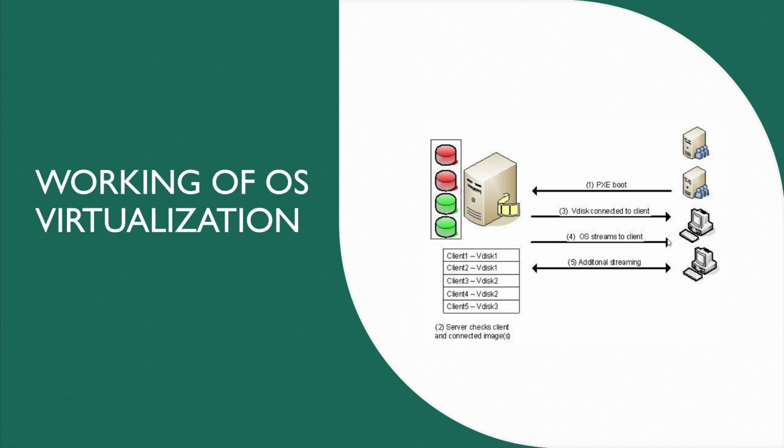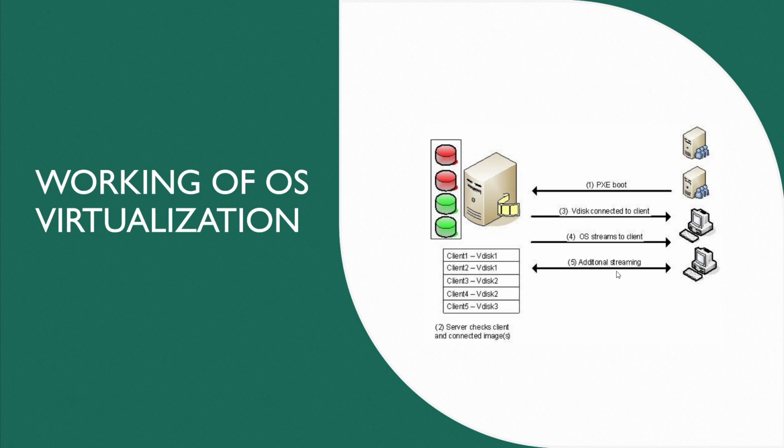Coming to the third step, that is VDisk connected to the client. What exactly does it mean? VDisk is nothing but a virtual disk. After the desired virtual disk is selected by the client, the virtual disk is connected through the OS virtualization server. At the back end, the OS virtualization server also makes sure that the client will be unique, for example with a computer name and identifier within the infrastructure. So this is the third step, virtual disk connected to the client.